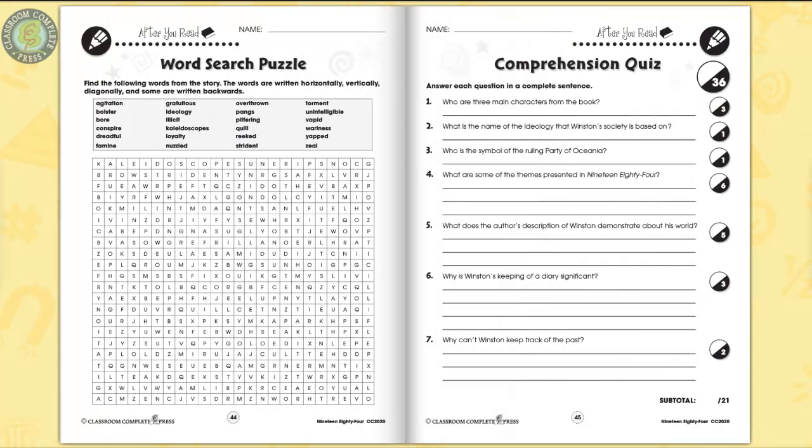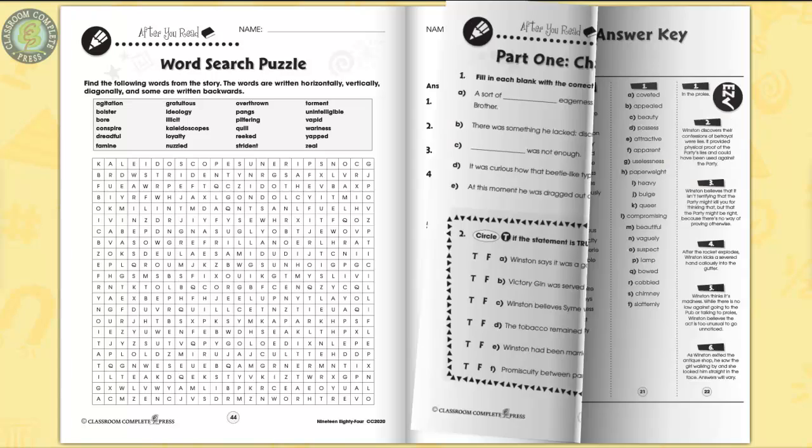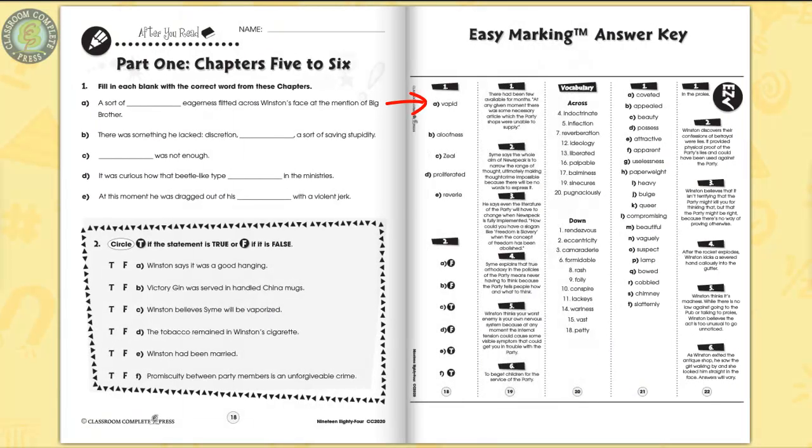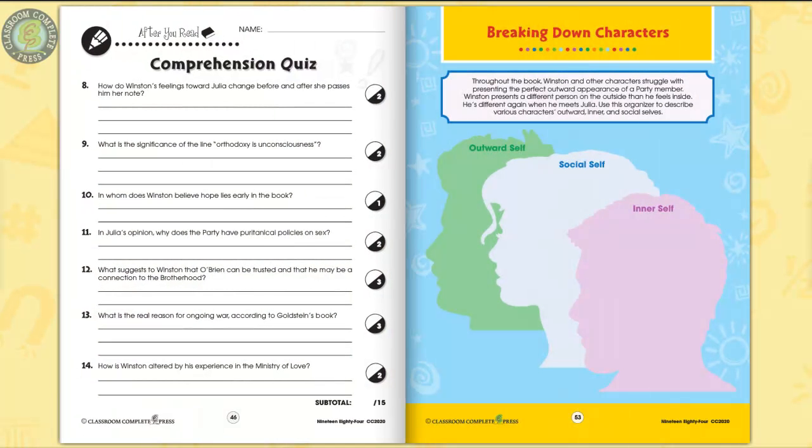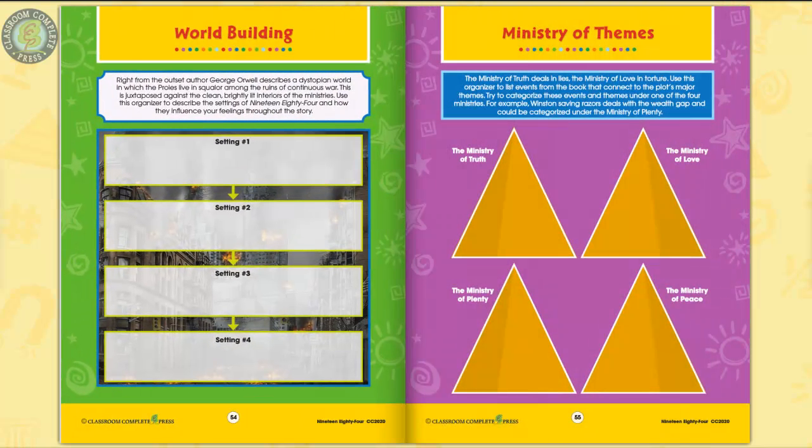A word search puzzle and comprehension quiz ends the unit. The easy marking answer key works by lining up perfectly with the matching question pages. 3 color posters, which are graphic organizers, complete the resource. List events from the book that connect to the plot's major themes.